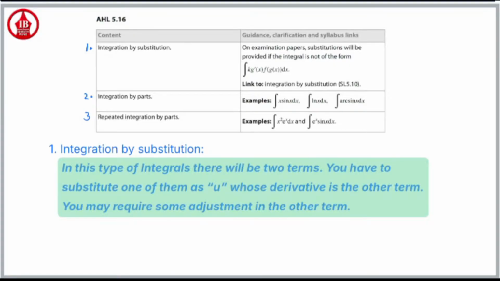In integration by substitution, in this type of integral there will always be two terms in the integral. You have to substitute one of them as u. Which one? The one whose derivative is the other term, the remaining term. Of course, the other term may not be exactly equal to the derivative, so sometimes you will need some adjustment.